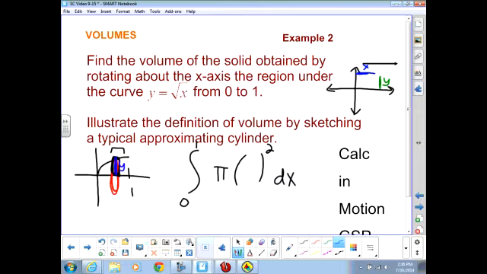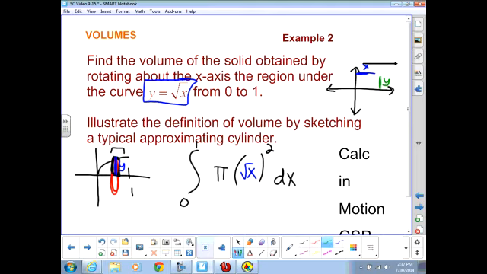However, when we do our pi r squared, we can't put in pi y squared. That would be putting y here. We can't put a y in that spot because we already determined that we were doing it in terms of x. So what we'll need to do is replace y with what we know it's equal to. Well, we know that our function is y equals square root of x. So we won't put y in here. We will instead put in square root of x.